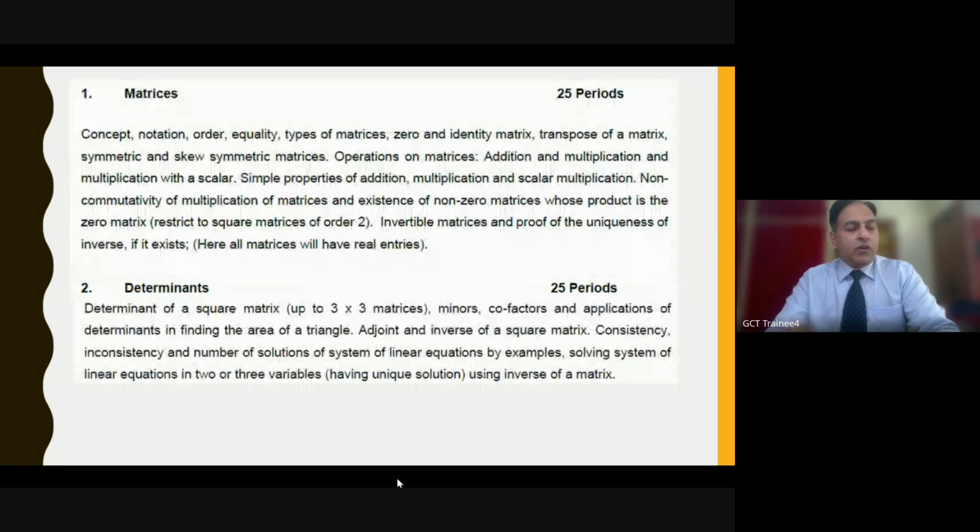When I talk about the concept of matrices and determinants, there is no confusion in general related to matrices and determinants, and they are relatively considered as the easier topics. But the only problem is, when I say easier topic, right, in determinants we may have the problems of finding x, y, z, right?